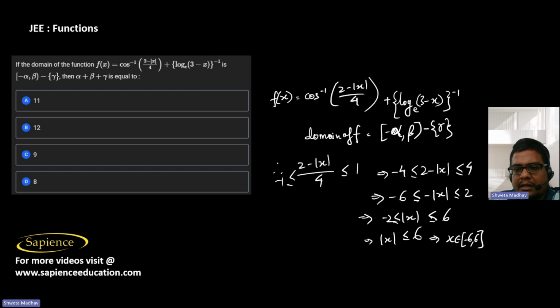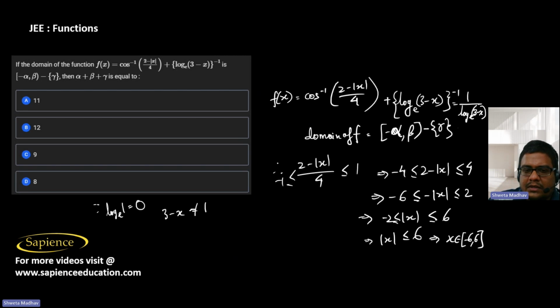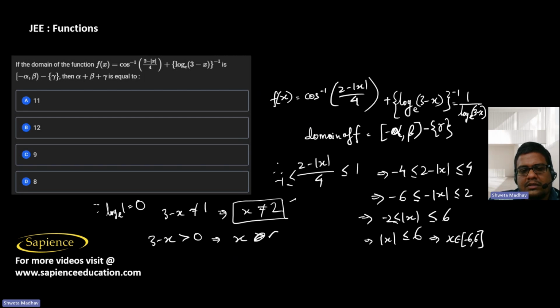And we should take the intersection with this set, that is 3 minus x. This is actually 1 by log base e of 3 minus x. So obviously 3 minus x should not be equal to 1, since log base e 1 is equal to 0, so 1 by 0 will be undefined. So x should not be equal to 3 minus 1, that is 2. x should not be equal to 2. And 3 minus x should be greater than 0 also. It means x should be less than 3.